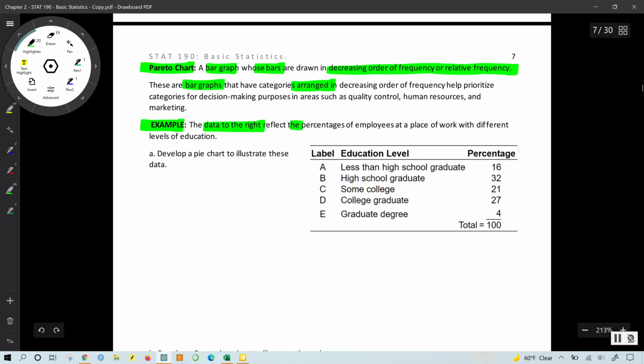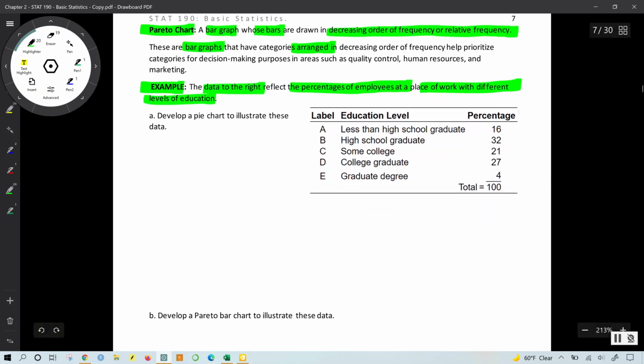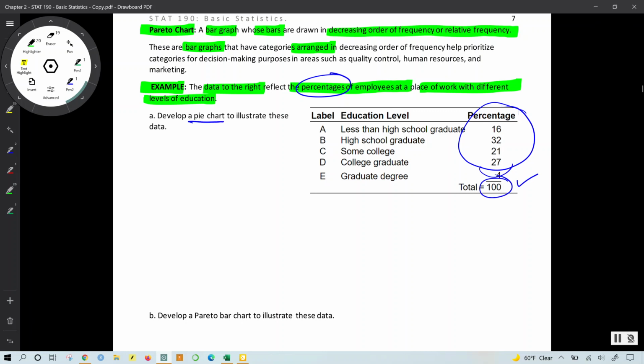The data to the right reflect the percentages of employees at a place of work with different levels of education. Well, in this case, since this is about percentages, we need to check that the total percentage is 100, and that definitely checks out. The next thing is, since these are all parts of a complete whole, we can use a pie chart to show the breakdown of that whole percentage. So let's develop a pie chart in StatCrunch to illustrate this data.